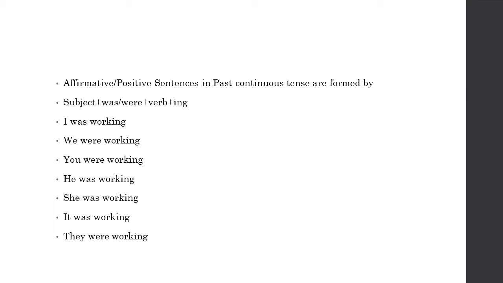Okay, so we use these with different pronouns. So I was working, we were working, you were working, he was working, she was working, it was working, they were working. If you can see closely, your first person singular and your third person singular all have was as the helping verb, whereas the rest of them, the plural ones, have were. Just keep that in mind.